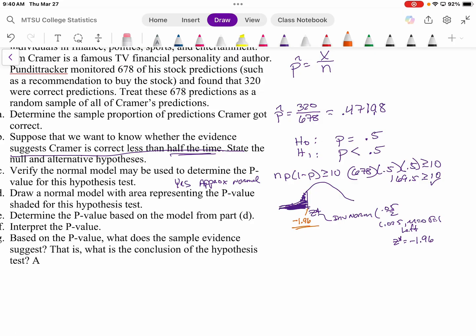And then now they ask us to determine the p-value based on the model from part D. So we're going to figure out what the p-value is using a one-prop z-test. Again, our p naught is 0.5. Our x value we said was 320. Our n value was 678. And then we are choosing the less than p naught symbol.